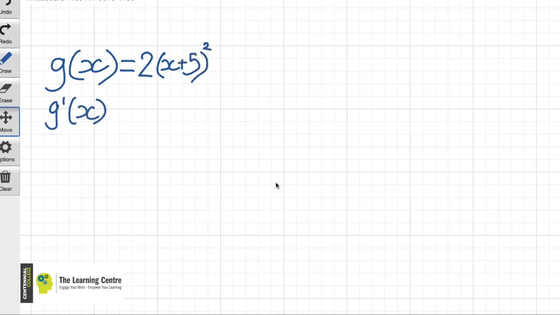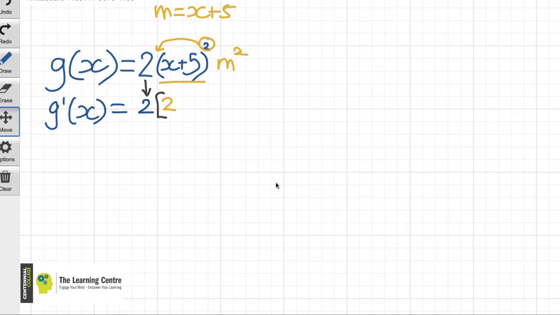Using the product rule, we know that g prime of x is equal to the derivative of 2 times x plus 5 squared, plus the derivative of x plus 5 squared times 2. But the derivative of 2 is 0, and so we can ignore that term. And we will simply consider 2 times the derivative of x plus 5 squared. To simplify this, let's pretend that x plus 5 is the variable m. So we simply have m squared, and so we use the power rule to get 2 times x plus 5.